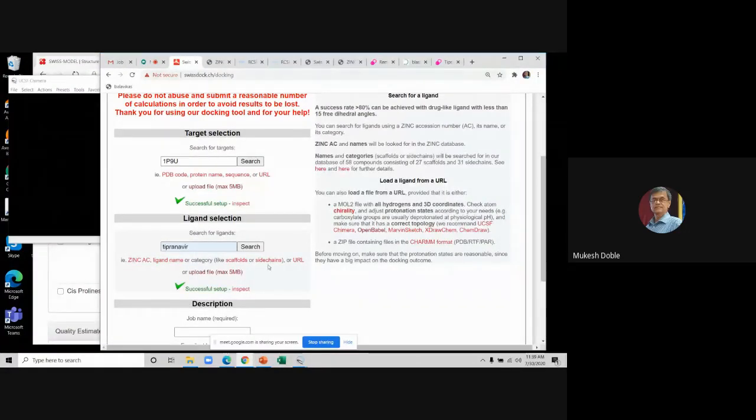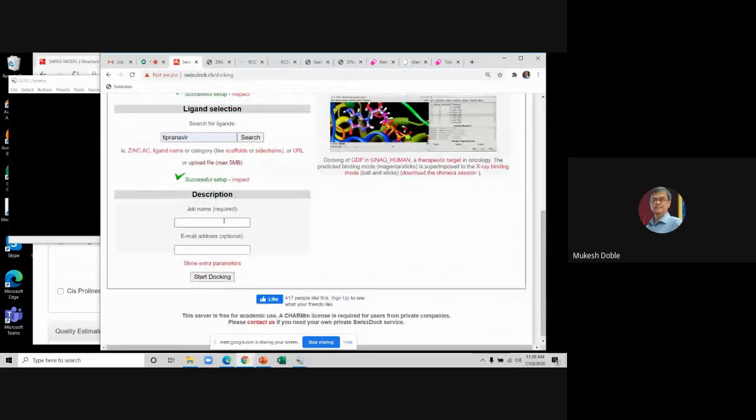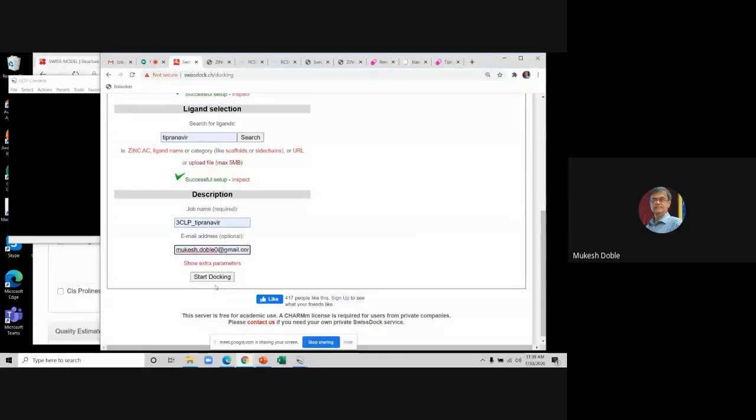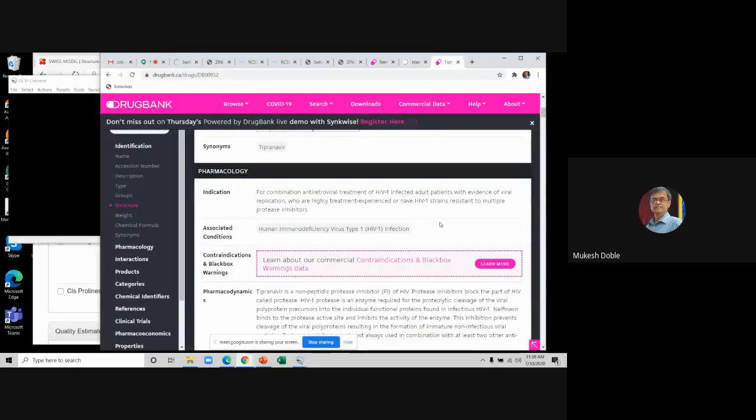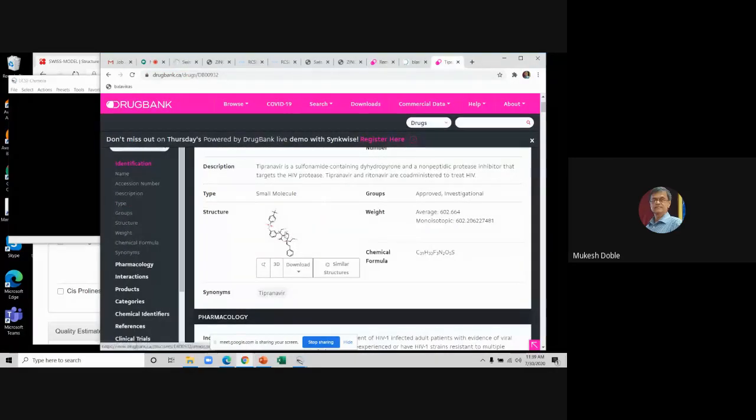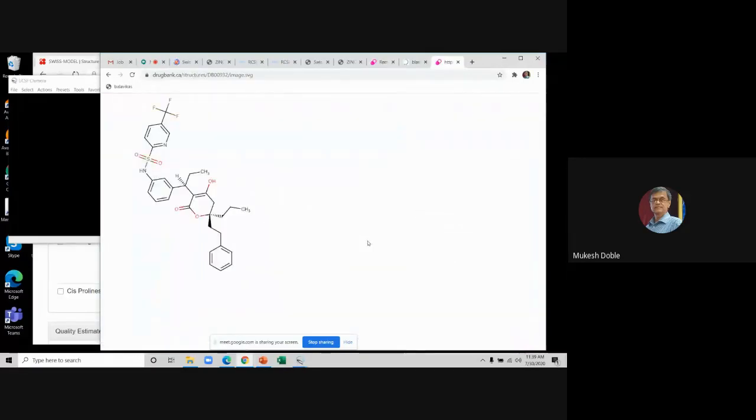So I picked that up and did a similar thing. I say 3CLP tripanavir. Then you have to give your email ID. Then you say start docking. It'll take a few hours to do the docking. Tripanavir is a sulfur containing compound. There is a sulfur group, then SO2. As you can see here, this is sulfur containing.